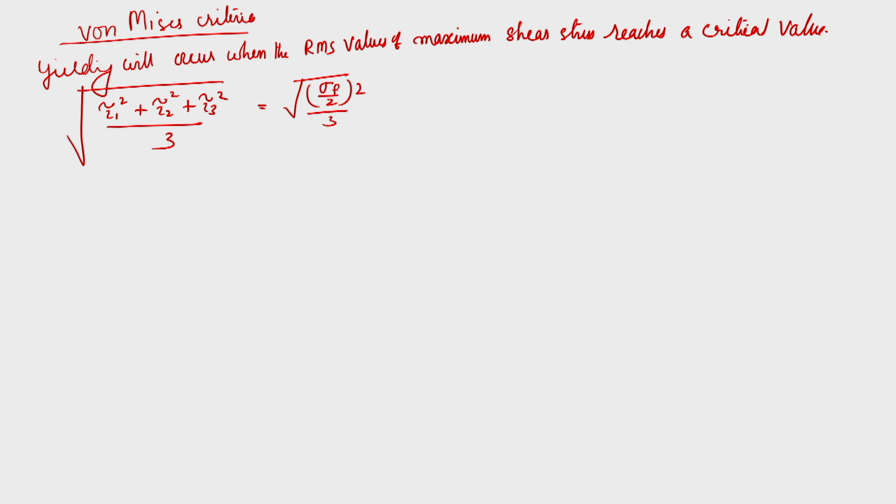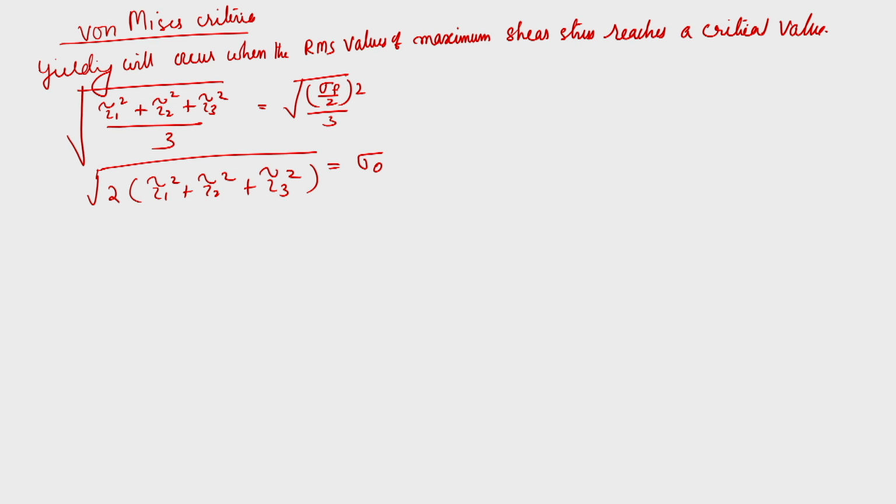Or we can also write, in this condition, root of 2 into tau 1 square plus tau 2 square plus tau 3 square is equal to sigma f, sigma naught, uniaxial flow stress of the material. Okay. So, this is one advantage. If you conduct a uniaxial test, you can just correlate with this value what is the von Mises criteria and Tresca criteria, that is one advantage with this.